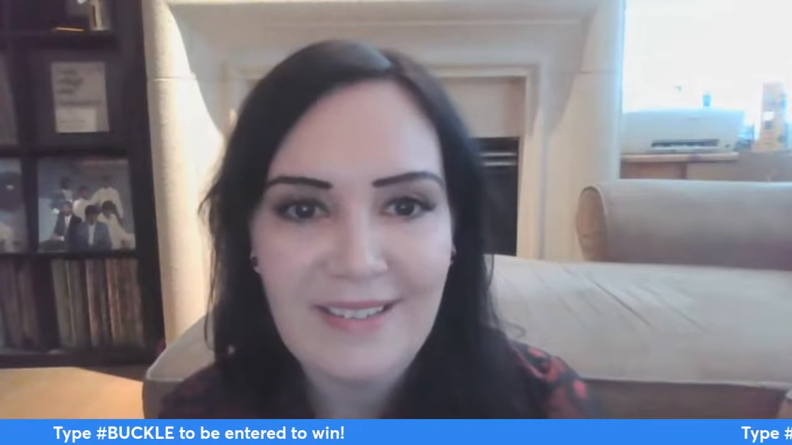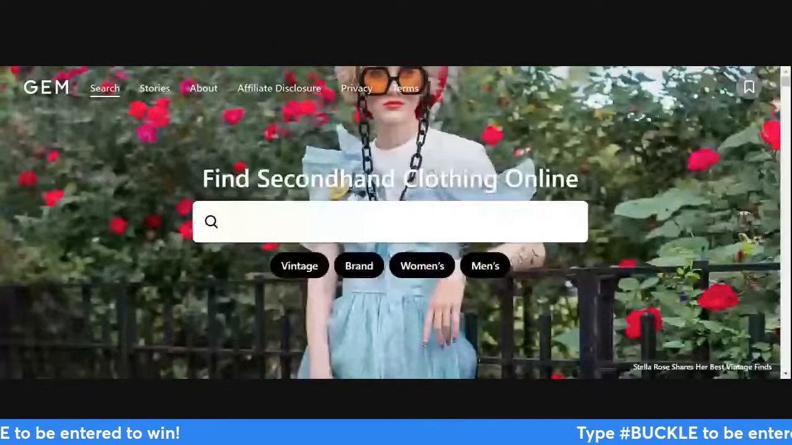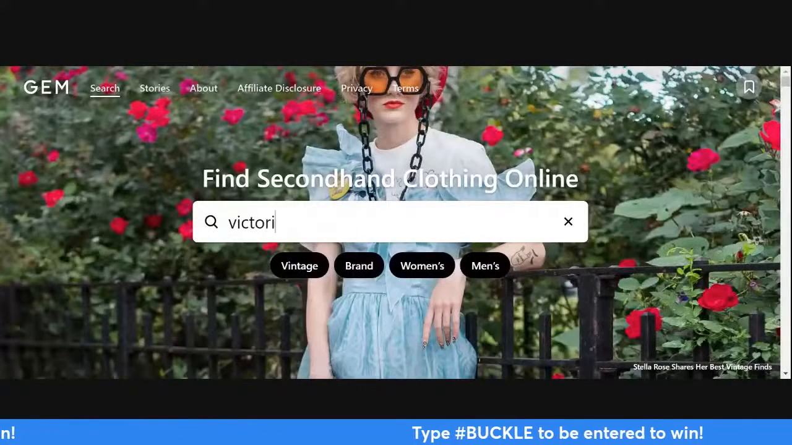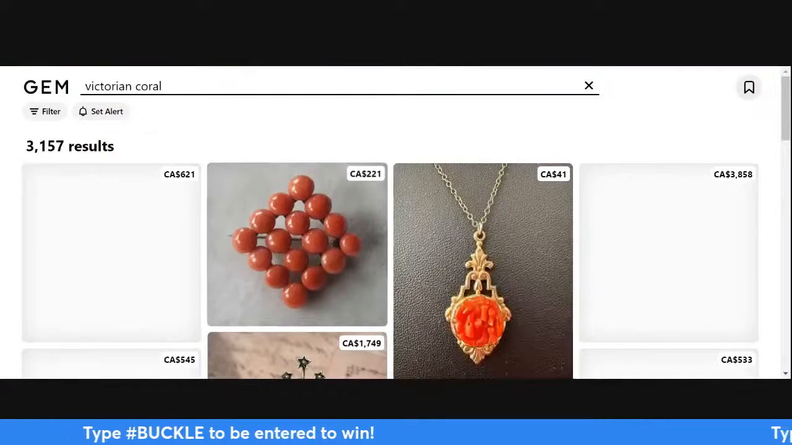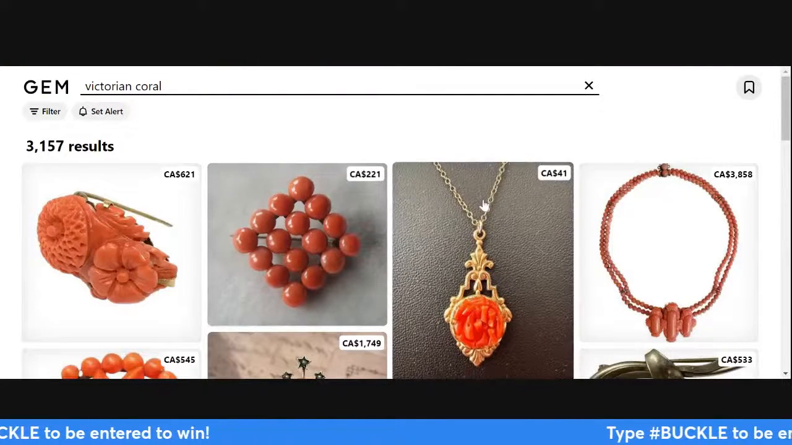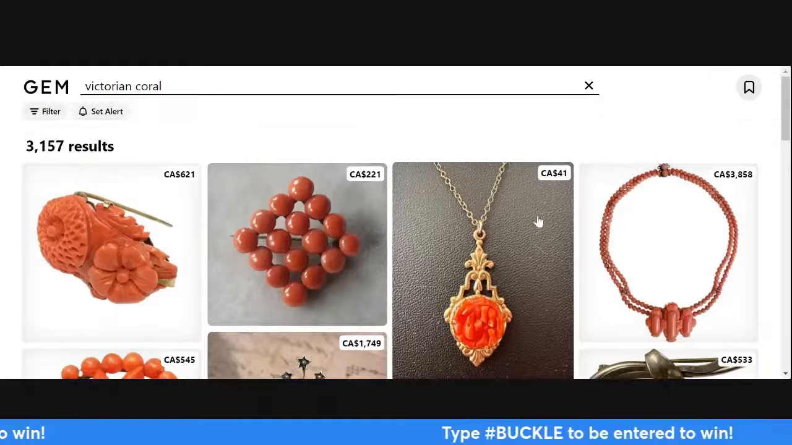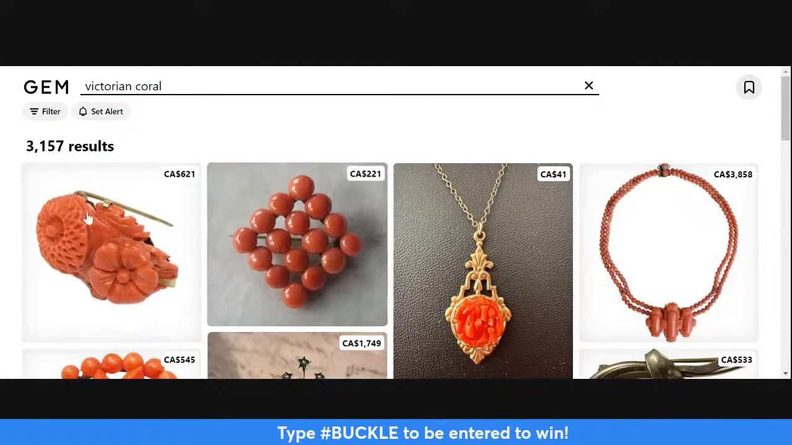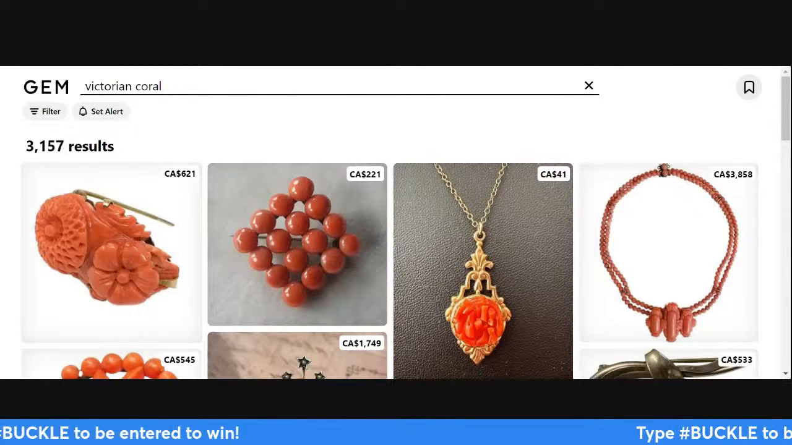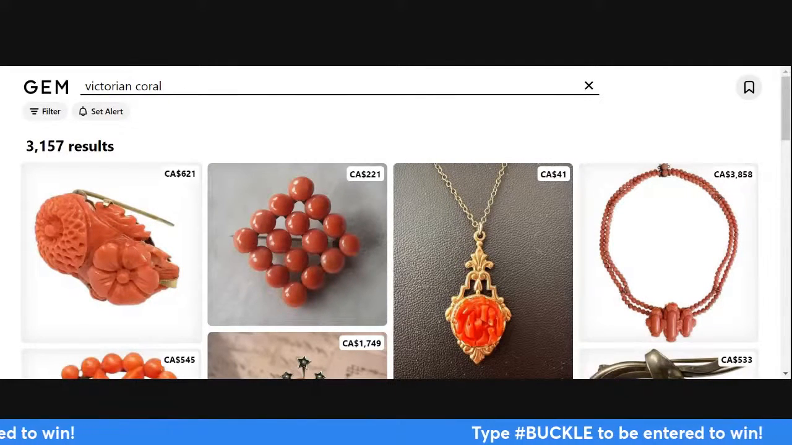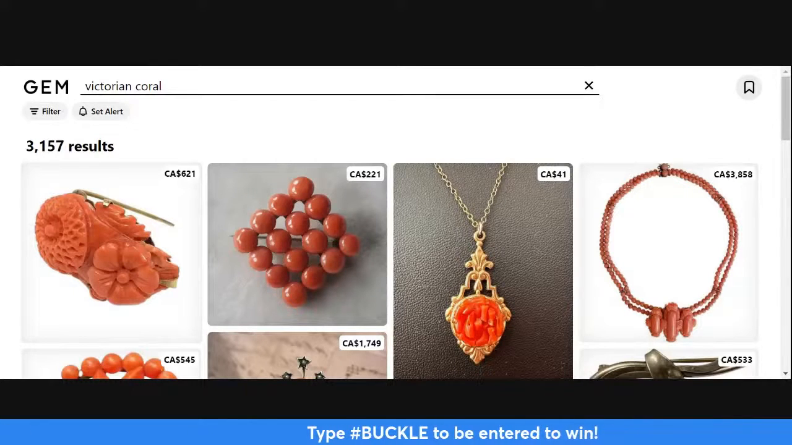All right, let's begin with the shopping. Victorian coral and then brooches. Let's share my screen. We will go to gem.app and we will type Victorian coral and see what comes up. Okay, we are getting some examples. Now let's begin. If there's something specific that you are looking for, feel free to add it into the chat, and then I will look for whether it's brooches, earrings, etc.